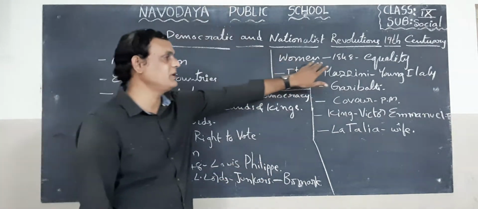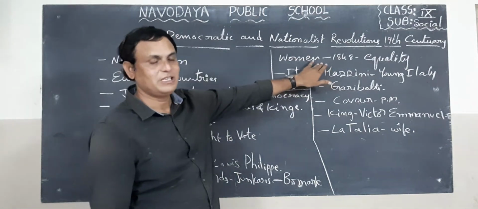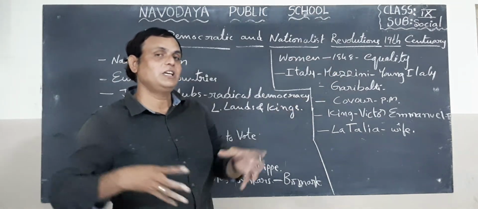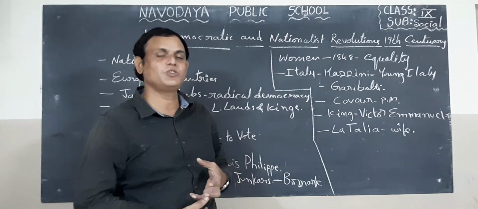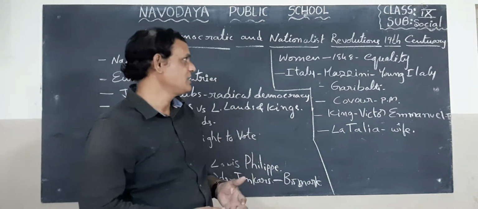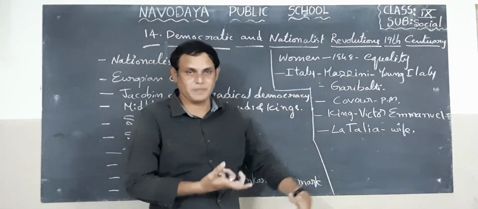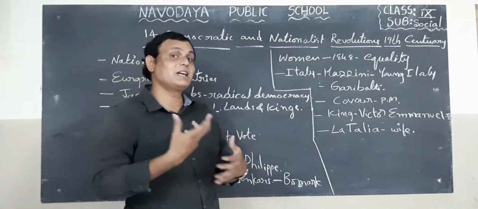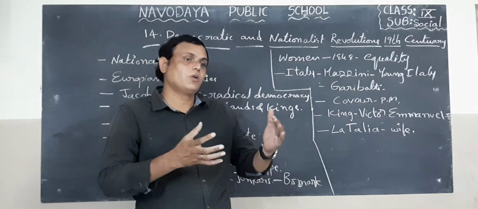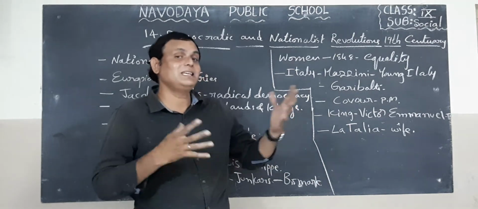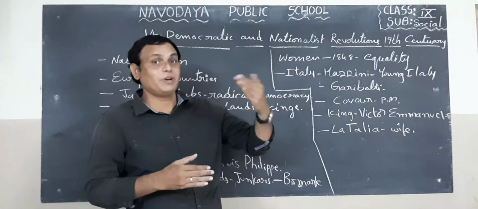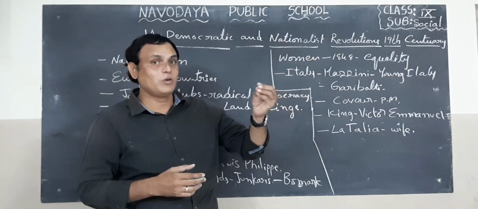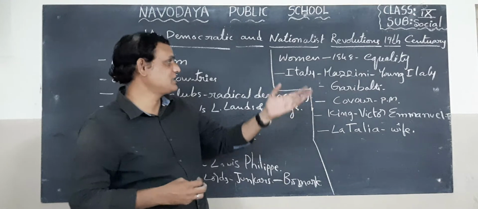Next, what about the position of women in 1848? Actually, in 1848, even women revolted in almost all countries in Europe. All countries. So finally, what were their desires? They also needed equality in society. They also wanted freedom in society and the right to vote, etc.